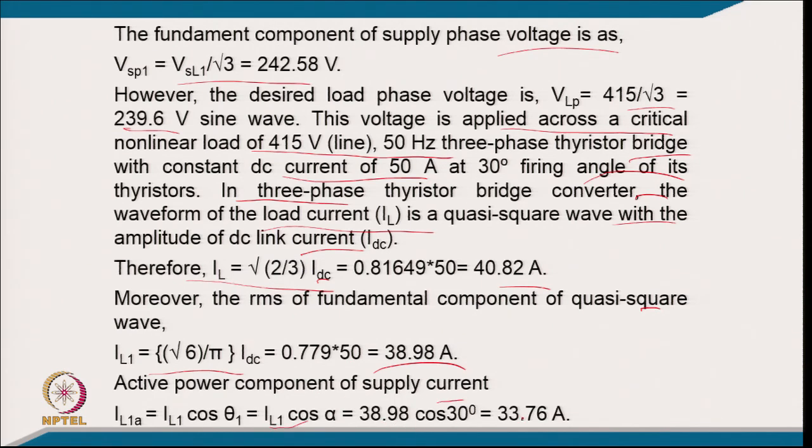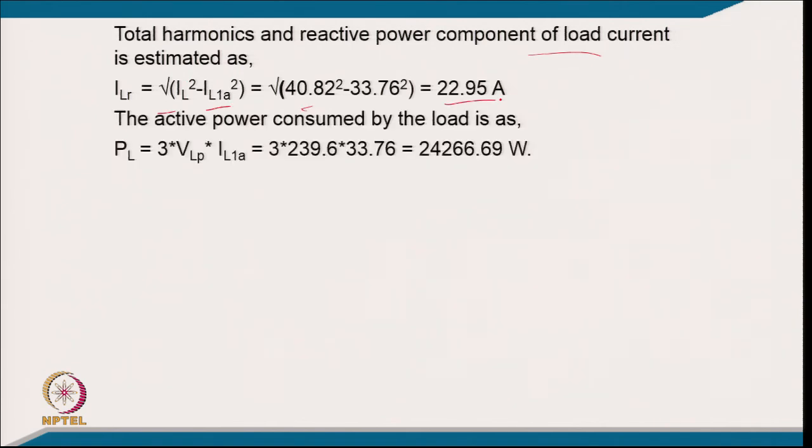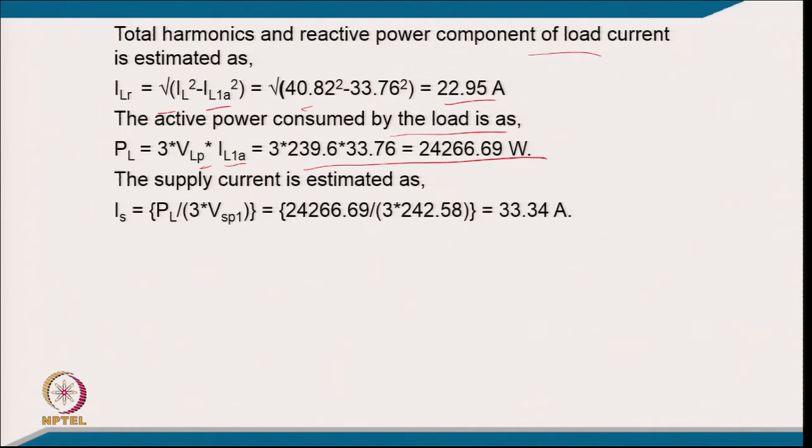The active power component of the load current will be IL1 cos alpha, that comes 33.76 ampere, and the total harmonics and reactive component of the load current is the square root of IL squared minus IL1 squared. So, typically it comes 22.95 ampere. The active power consumed by the load will be 3 VLP into IL1 cos alpha, putting the value it comes 24,266.69 watt, and the supply current is estimated at unity power factor as PL divided by 3 into VSP1.